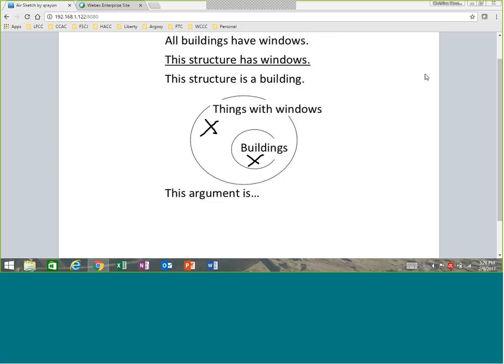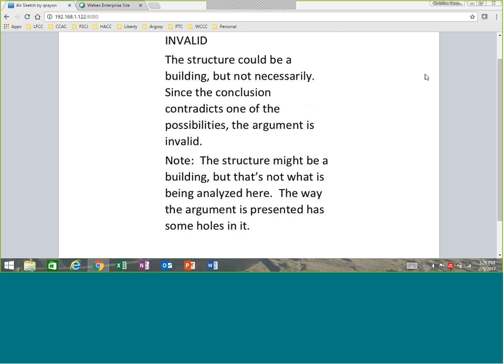So it says this structure is a building, is my conclusion. There's a problem here because if it's this X, I'm correct. But what if it's this X? So since there's a possibility that it's a contradiction with part of the diagram, okay, this part of the diagram is where it's contradicting. So because there is a possibility where there's a contradiction there, that one is invalid. The structure could be a building, but not necessarily a building, okay? And since the conclusion contradicts just one of the possibilities, it's invalid.